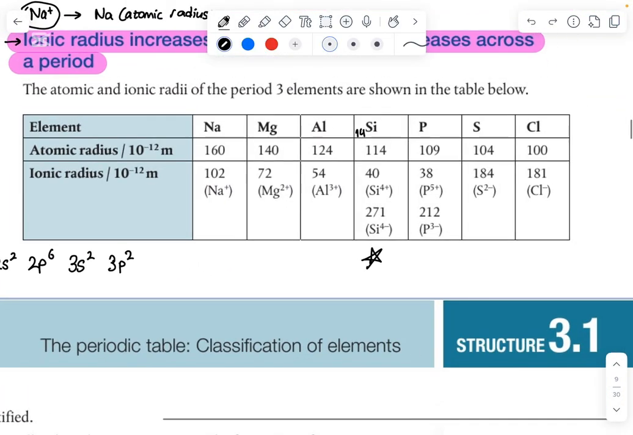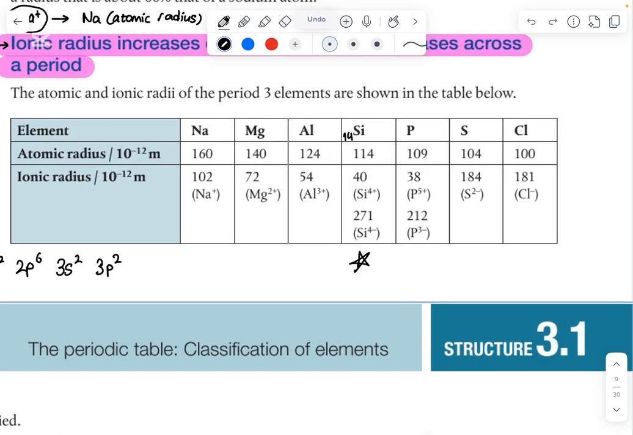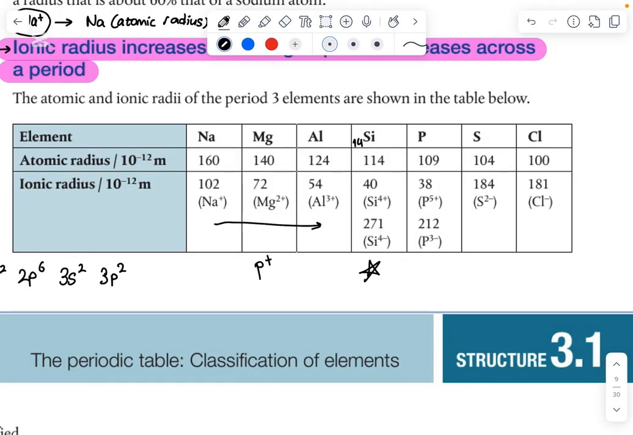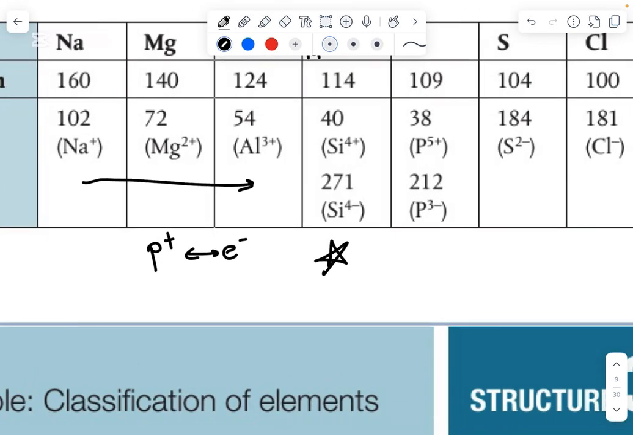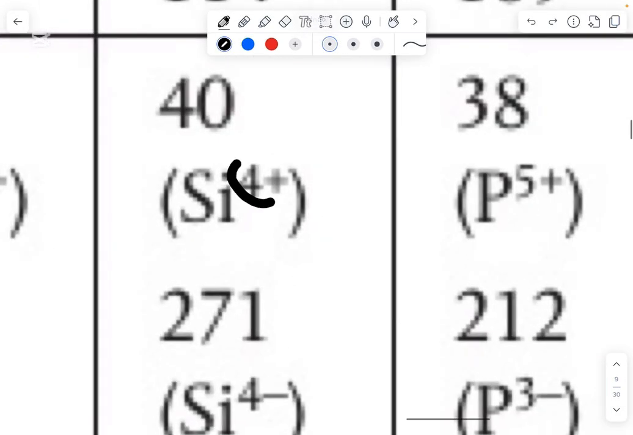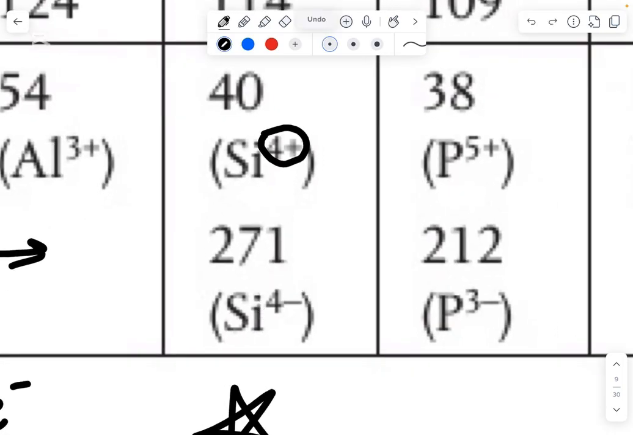So let's look at these ionic radius examples. This is their atomic radius and this is their ionic radius. Let's look at sodium, magnesium, aluminium. Okay, that's a predictable trend of the increased proton number and therefore the higher electrostatic attraction between the valence electrons and the nucleus. However, when we get to silicon, there is a discrepancy. Over here it says 40, but over here it says 271. That is a huge jump in ionic radius. And look at what it depends on, whether the charge is negative or positive. Let's talk about it.